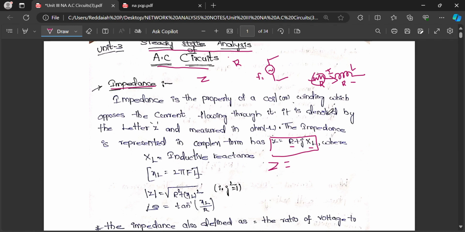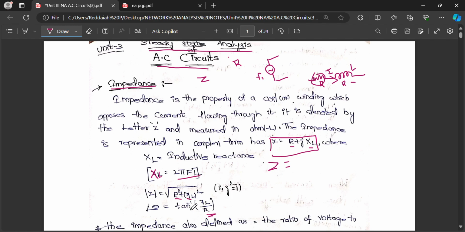XL equal to 2 pi FL. This formula you have to remember. XL is nothing but 2 pi FL. Now the magnitude of impedance is the square root of R square plus XL square, since j square equal to 1 in magnitude. You will get the square root of R square plus XL square. From that, theta equal to tan inverse XL by R.